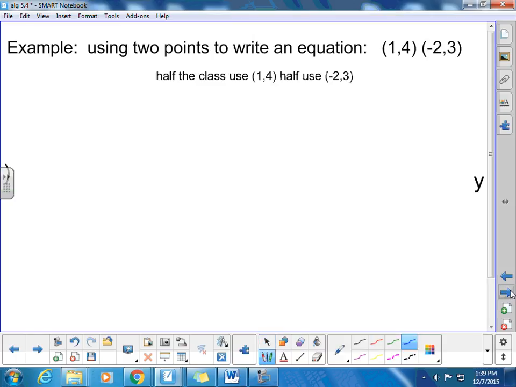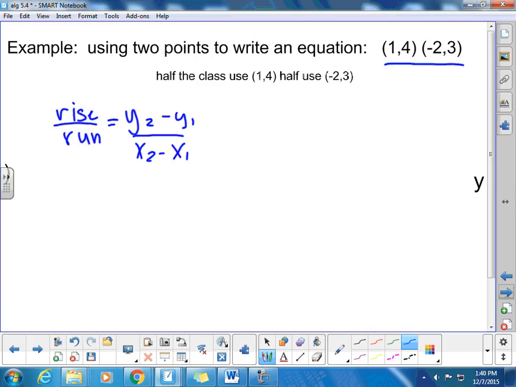So how do we find slope again? It's rise over run. You have to rise before you can run. And it's y2 minus y1 over x2 minus x1. And you can pick either point to be your x1, y1. Whoops, sorry.